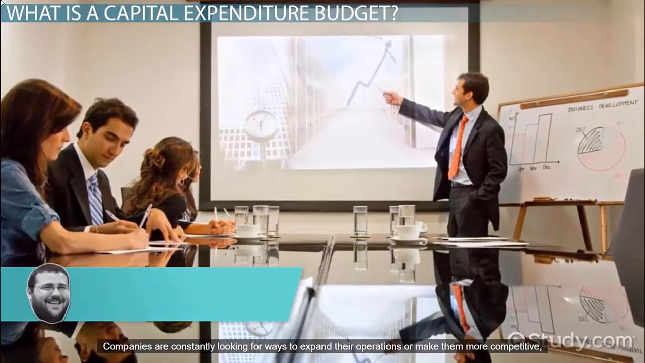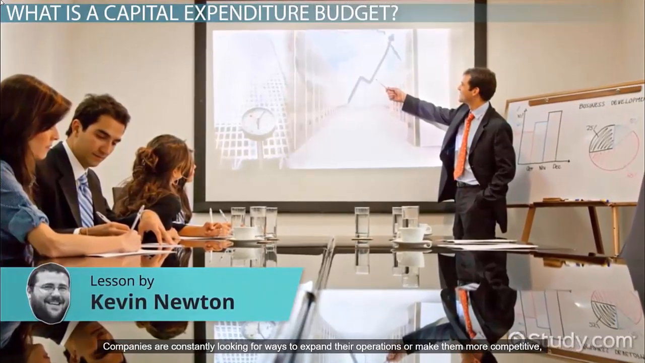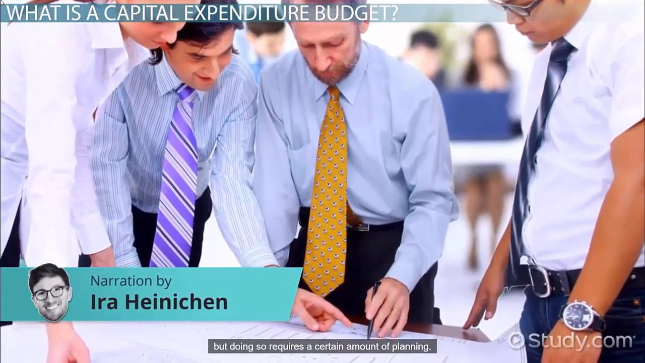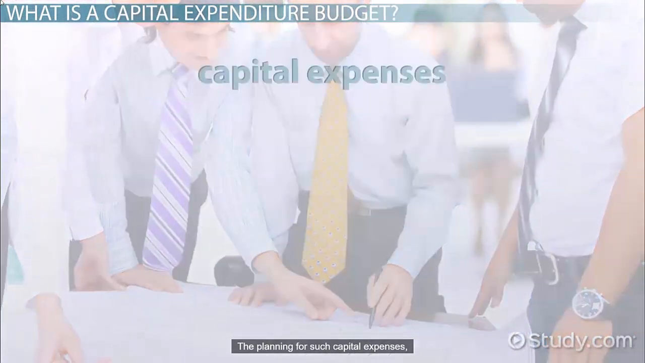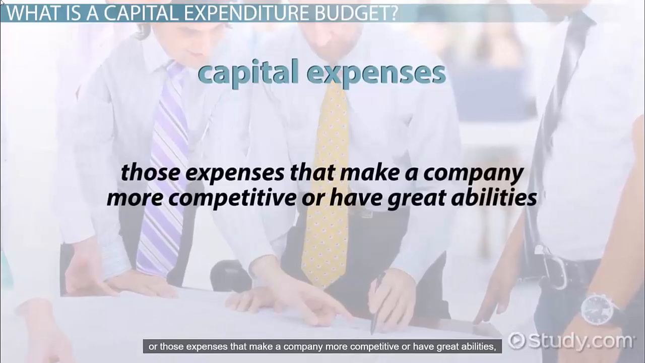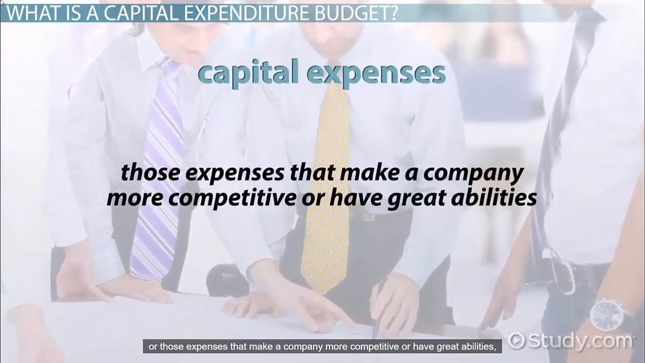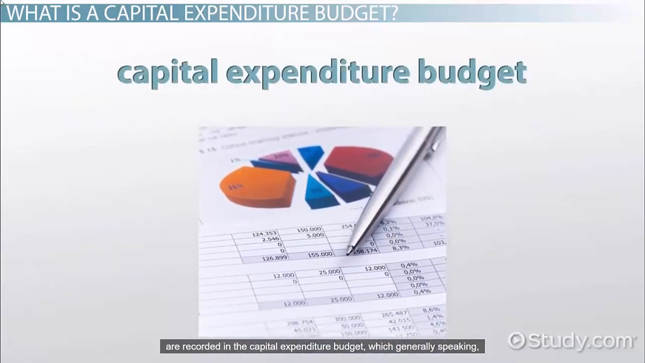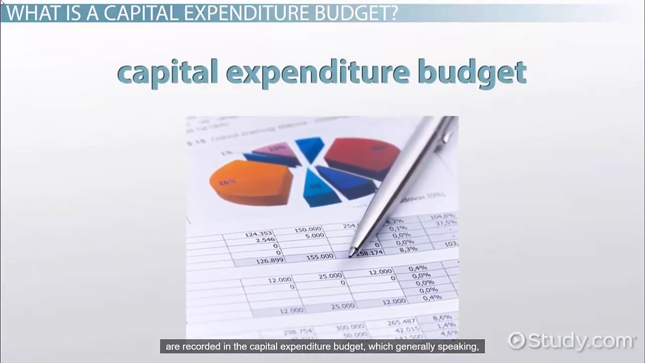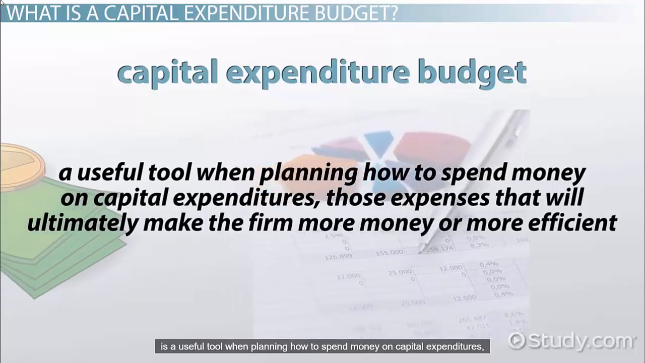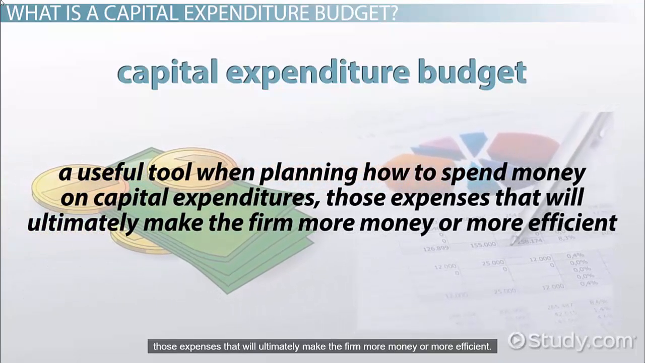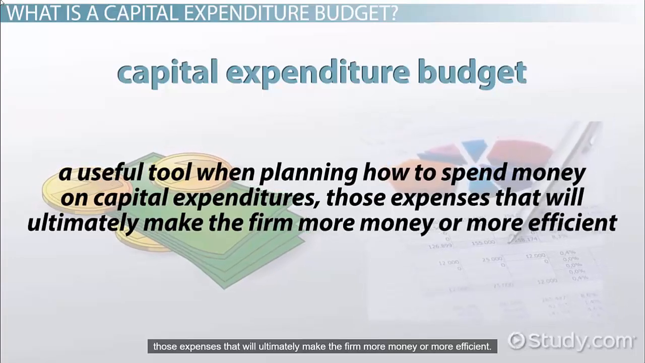Companies are constantly looking for ways to expand their operations or make them more competitive, but doing so requires a certain amount of planning. The planning for such capital expenses, or those expenses that make a company more competitive or have greater abilities, are recorded in the capital expenditure budget, which, generally speaking, is a useful tool when planning how to spend money on capital expenditures, those expenses that will ultimately make the firm more money or more efficient.